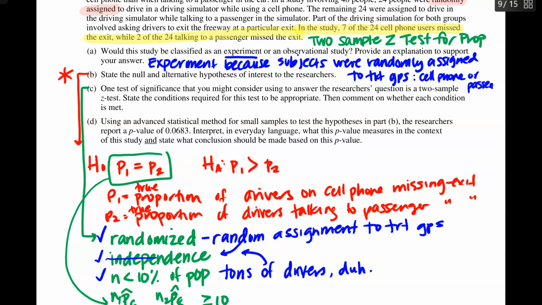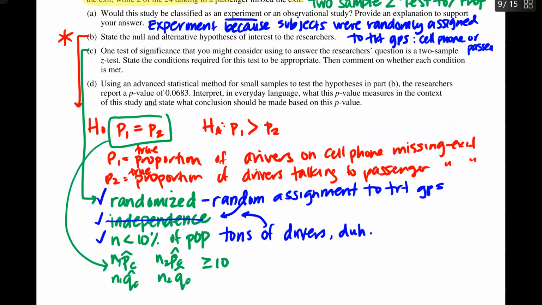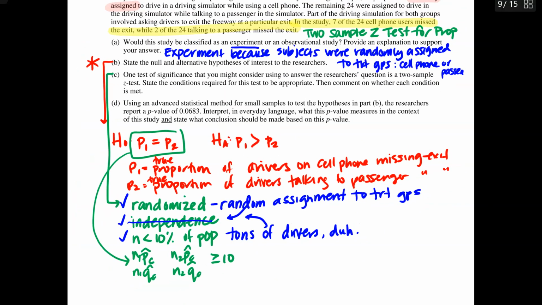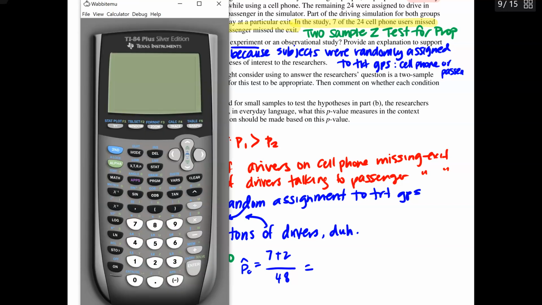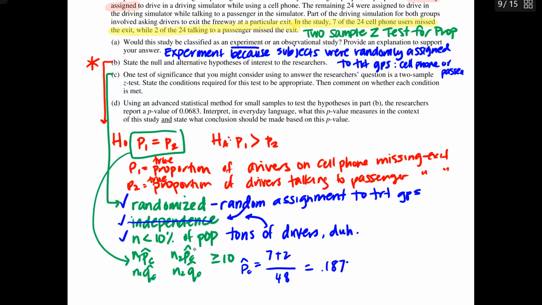Like I said, they typically don't have you actually look at that one, so the two other pieces give that to you. And then the last one is one that I really think you would have to check here. In this case, P combined is the total proportion of drivers missing that exit. So that's 7 plus 2. This is our P combined from our sample. So 9 people total missed the exit out of all 48 in our sample. So that will be 9 divided by 48, which is 0.1875.